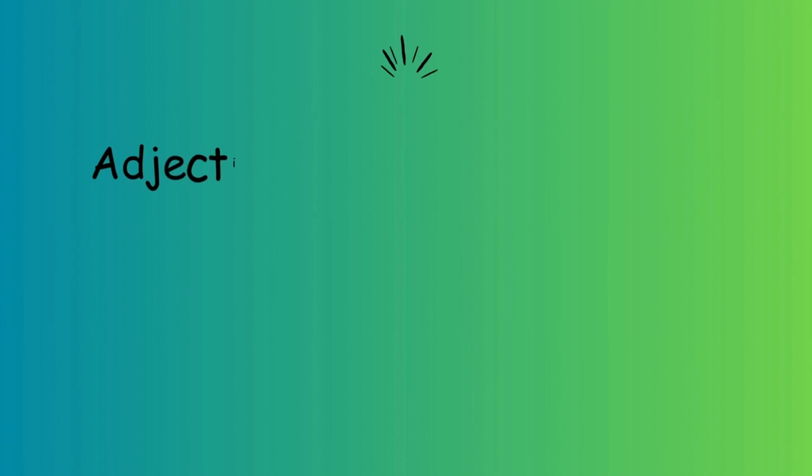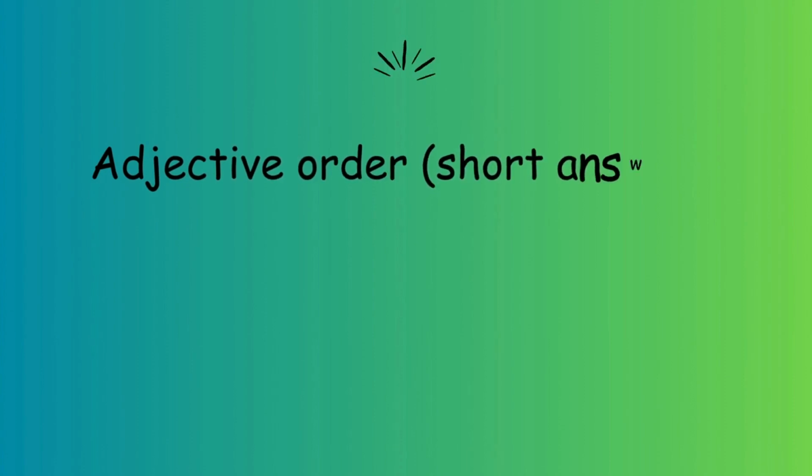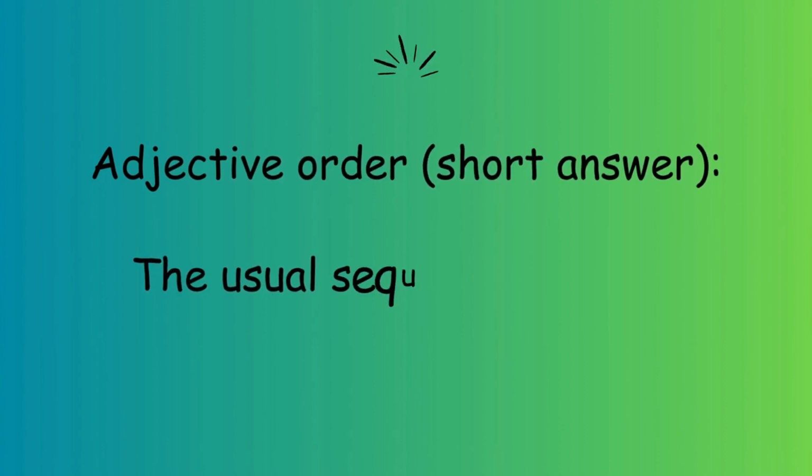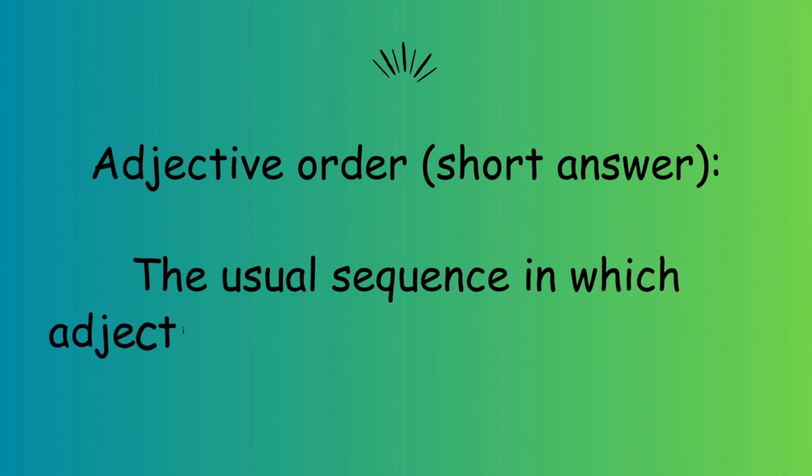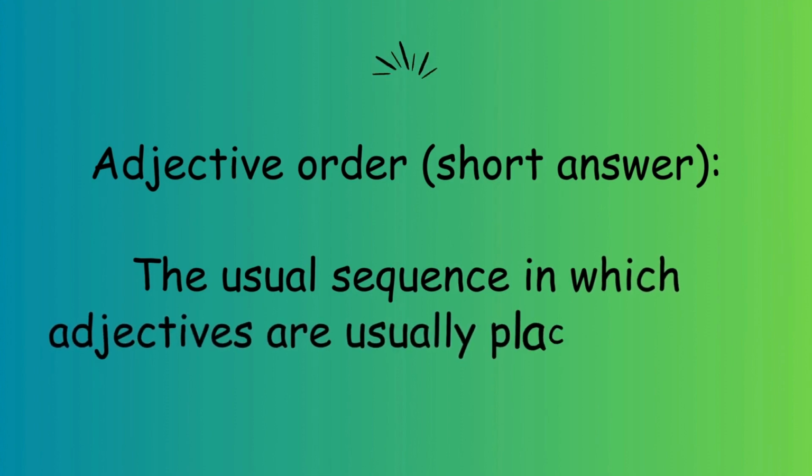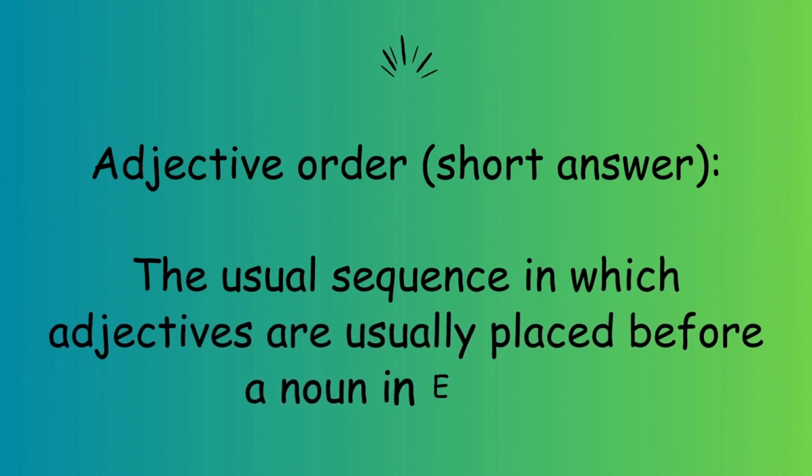So the short answer, the grammatical answer, is that the adjective order is the usual sequence in which adjectives are usually placed before a noun in English. The different adjectives do different jobs, right? They tell you about the color of something, about the size, about the age, and so forth.